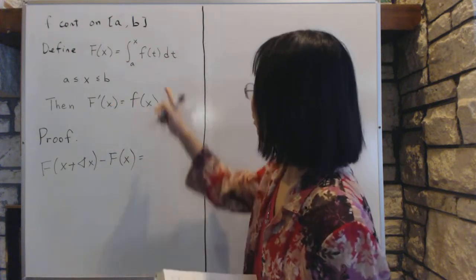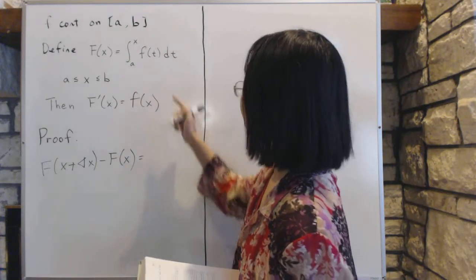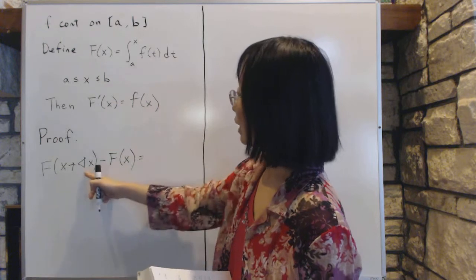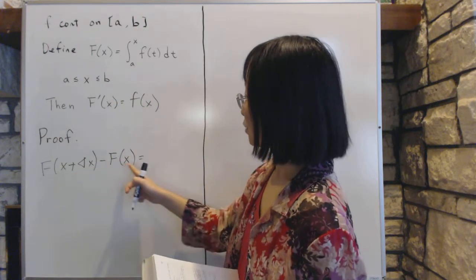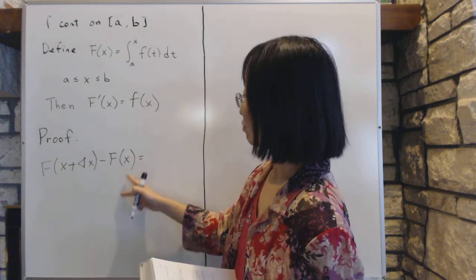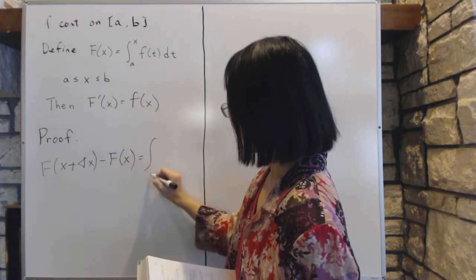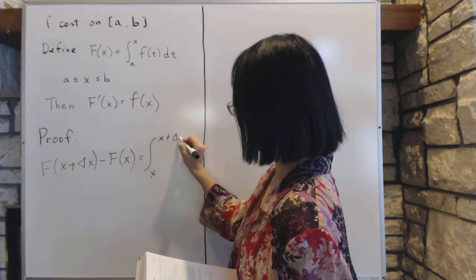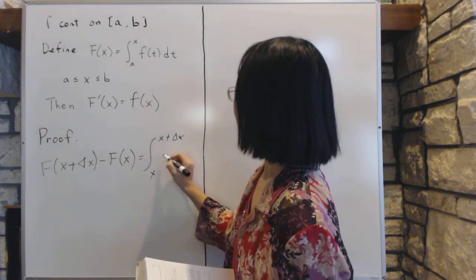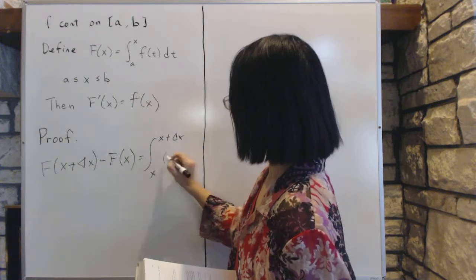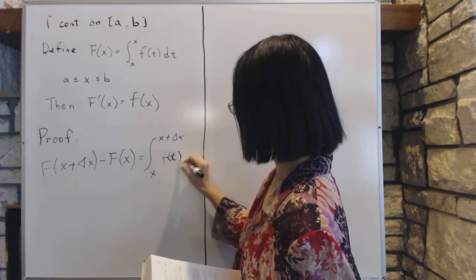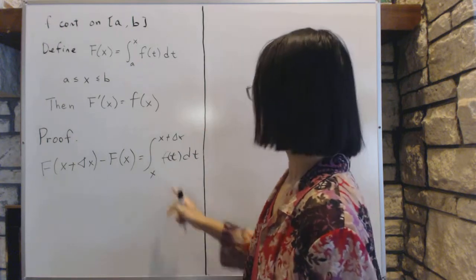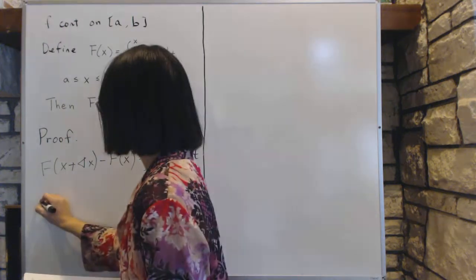Looking at the definition of big F, this means we integrate the area from a to x + Δx, and subtract the part that goes from a to x. So what you have left is the part from x to x + Δx. That's the only part that's left. So the integral is of f(t) dt from x to x + Δx.